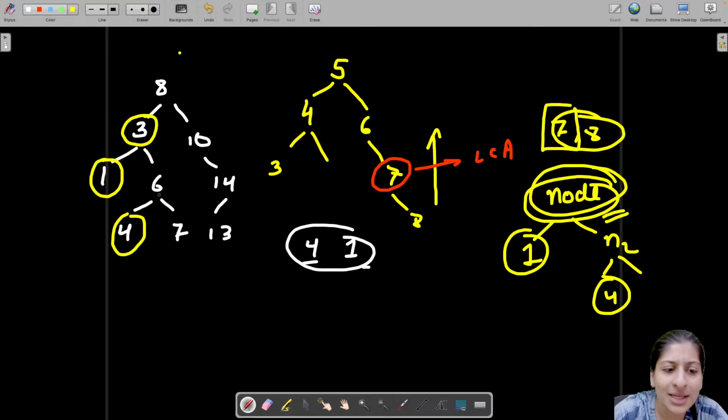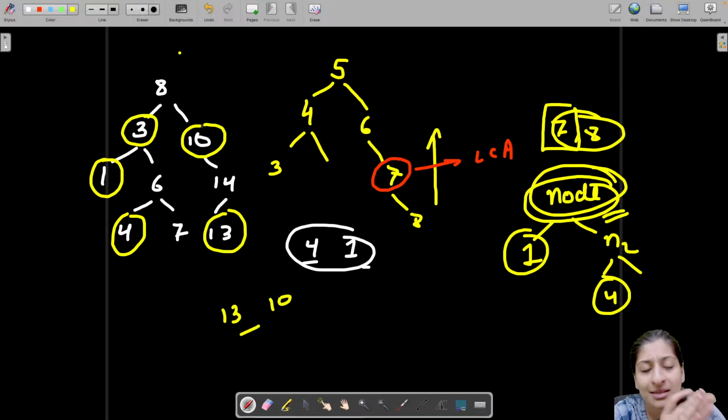If I ask you what will be the LCA of 13 and 10, this is your 13 and this is your 10. You can see that in this case both are coming on the right of 8. But will I say 8 is my LCA? Obviously both are descendants of 8, but I have to see which is the lowest common ancestor. So if the node itself happens to be one of them, we can consider it as an LCA. So in this case 10 will be the LCA. So this was a little bit of diving into LCA in case you have not seen this before.